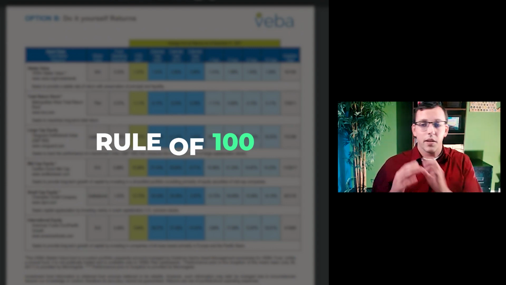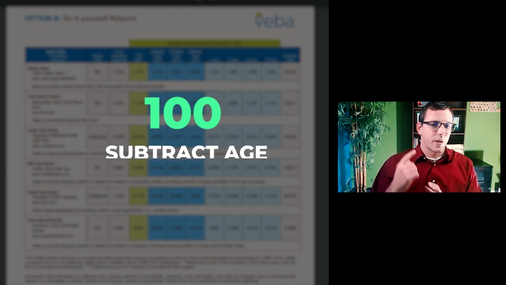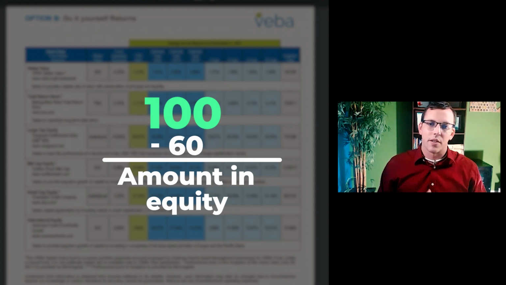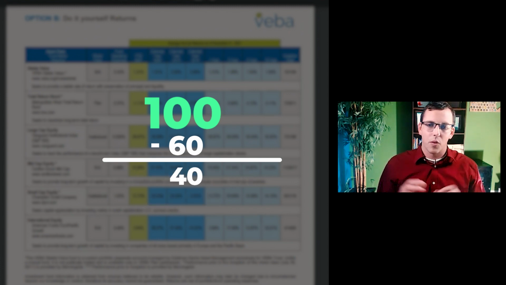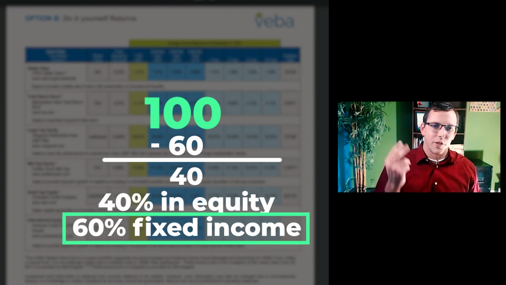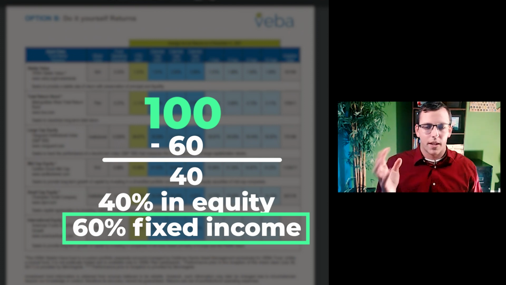So basically take the number 100, subtract your age. The remaining difference there is how much should be in equities. So if I'm 60 years old, 100 minus 60 gives me 40. I should have 40% in equities, and the remaining 60% should be in fixed income. And this is pretty easy. You only have two options for the fixed income side. You have the total return bond and the stable cash account balance.